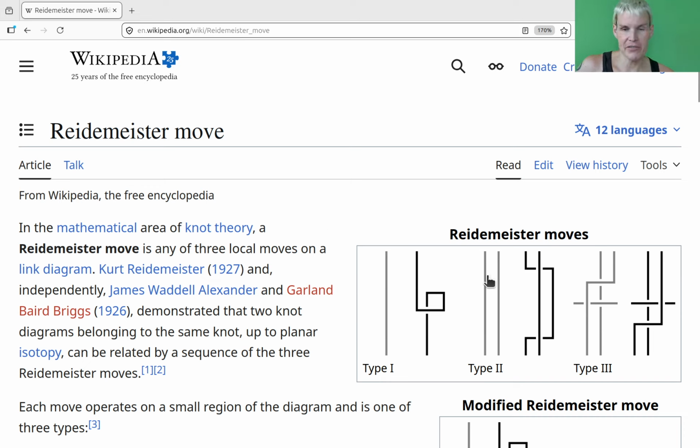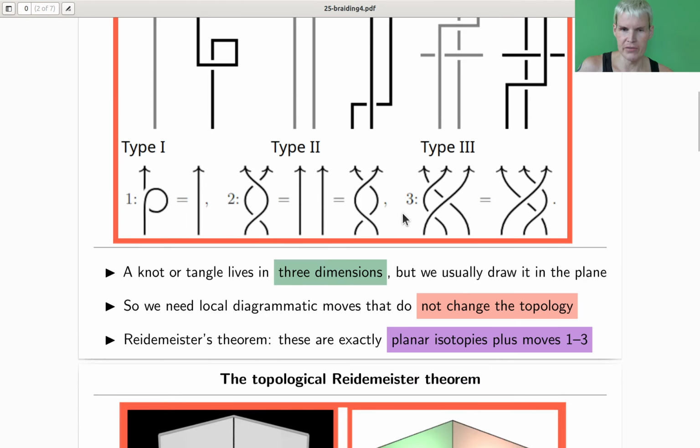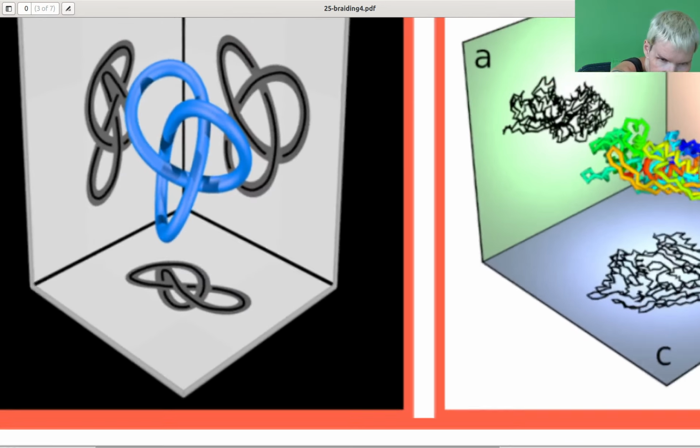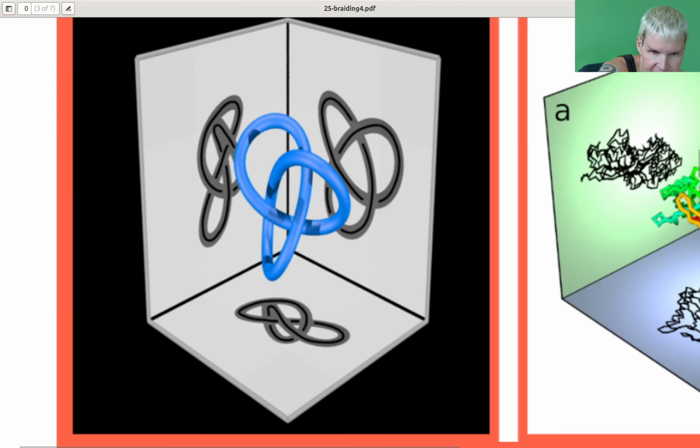But anyway, they had 3 local moves, and before this people had no idea how to study knot theory because of the following problem. I have that picture on the next slide. Knots are really 3-dimensional objects. I really love this picture. I forgot where I stole it from. It's so perfect. Knots are really these 3-dimensional objects, as you can see here.